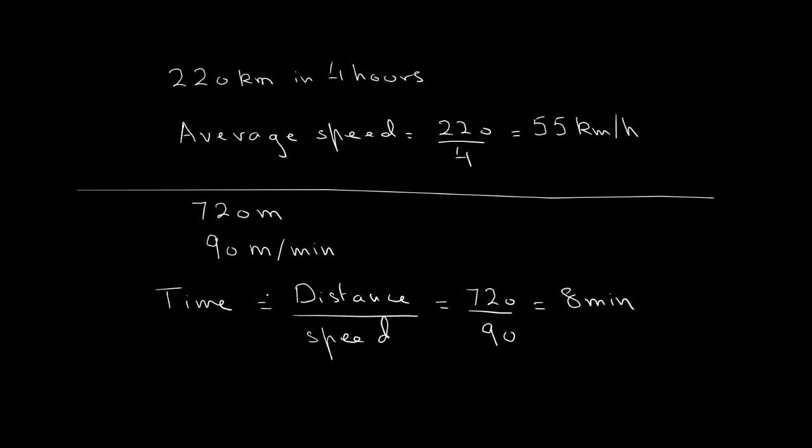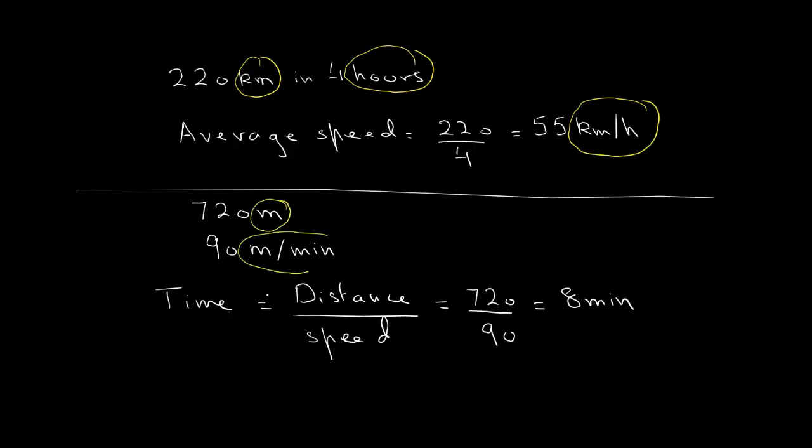Please note that the units always stay constant. Here we had kilometers, hours, so our speed came out to be in kilometers per hour. Here we had meters and meters per minute, so our time came out to be in terms of minutes. And just to confirm that, you can see that if the average speed is 90 meters per minute, and you walk for 8 minutes, so clearly you're going to travel 90 multiplied by 8, which is 720 meters, which is exactly what we have over here.